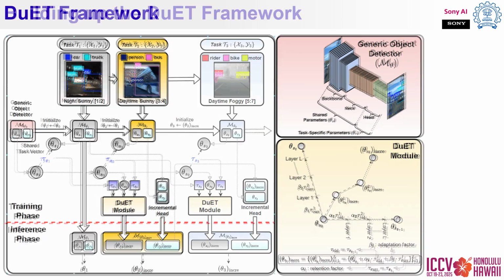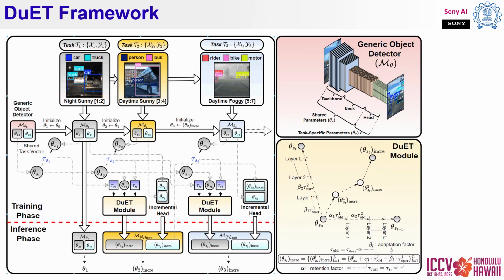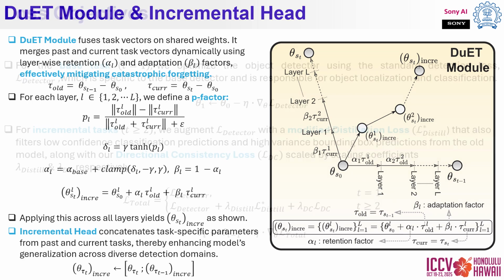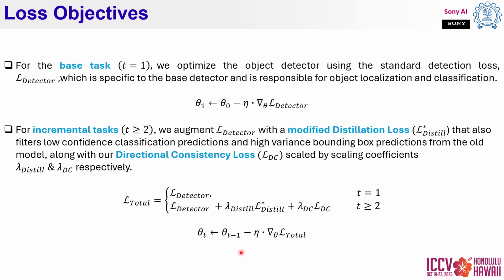Finally, the full DuET training flow takes shape. Mathematically, the DuET module balances two forces, a retention factor that preserves old knowledge and an adaptation factor that learns from the current task. Each layer adjusts these dynamically to maintain stability and adaptability. Talking about the loss objectives, training begins with a standard detection loss for the base task. For subsequent tasks, we add a modified distillation loss and a directional consistency loss, or DC loss.